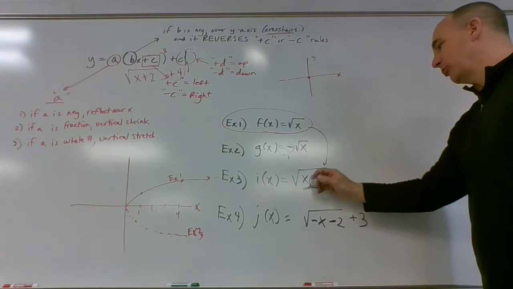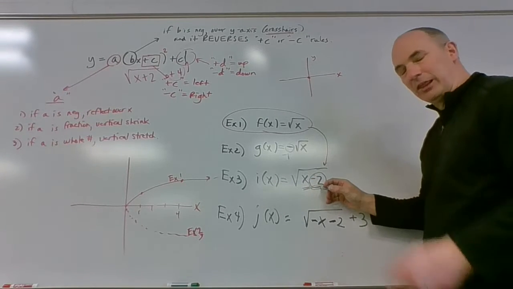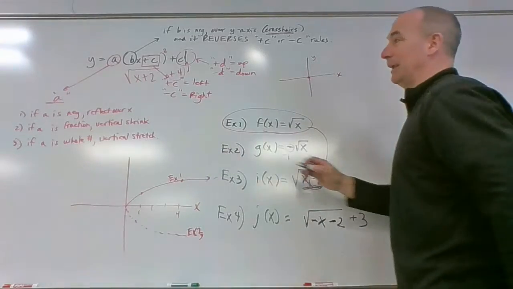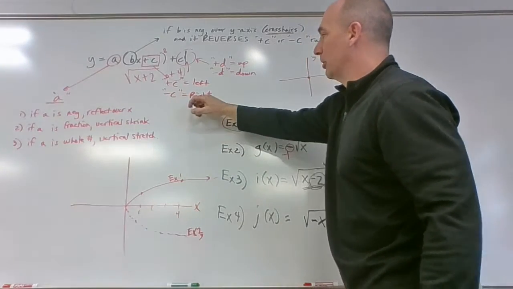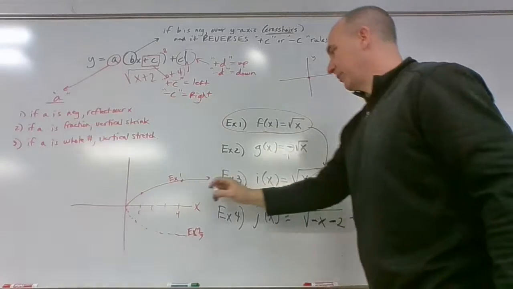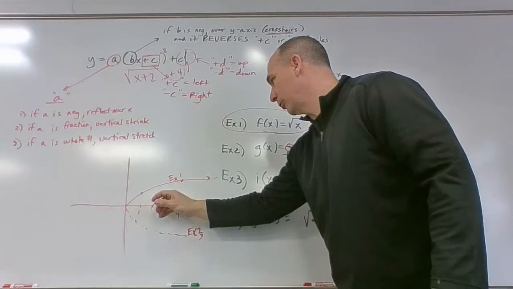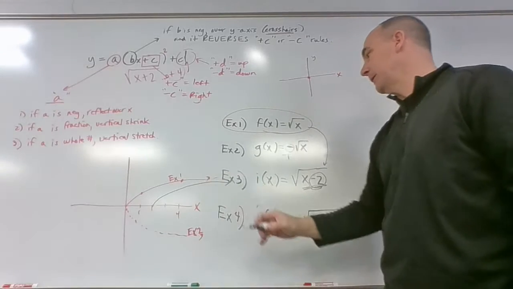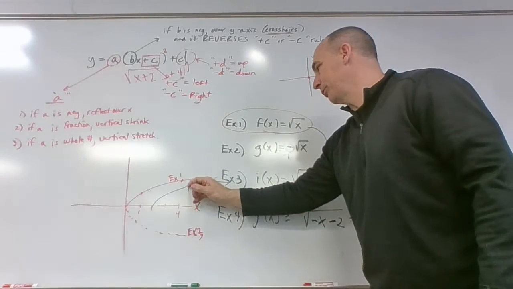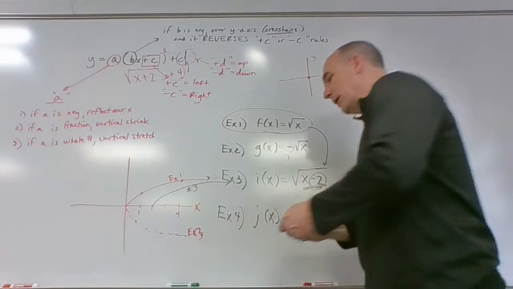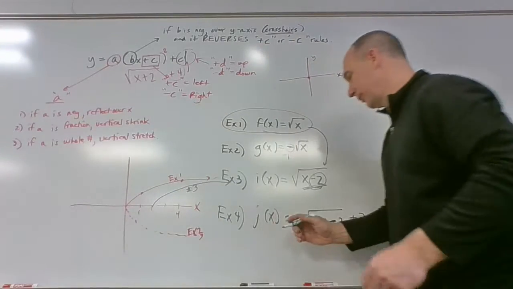Well, here's minus 2. I know your instinct is to think, oh, that's going to go left 2. It's just the opposite. If it's a negative c, you're going to move to the right. So you move this entire original graph right 2, so it looks something like this. And then here's example 3 right there. I'm going to try it. Hopefully the screen marker works.